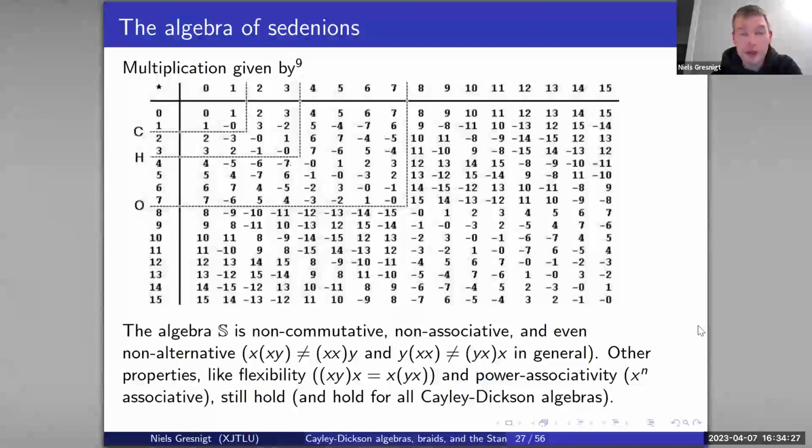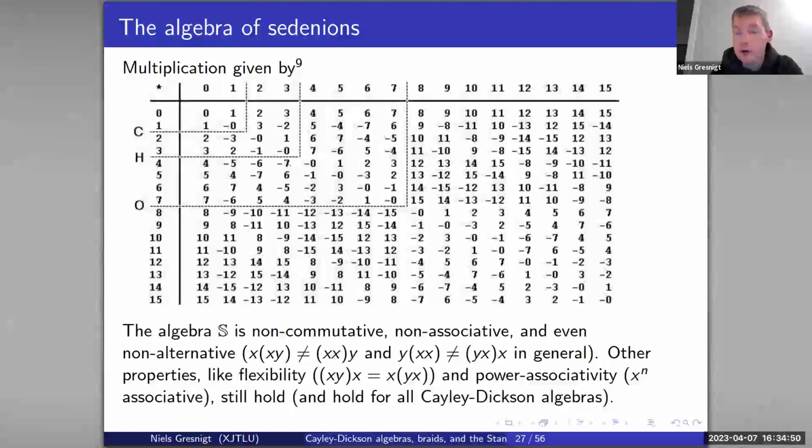So here's the multiplication table, which is not particularly insightful, but I thought I would share it for completeness. But one reason I like the multiplication table that I chose for the octonions is that it sits very nicely within this Sedenian multiplication table. And it's the same for the quaternions and the complex numbers.